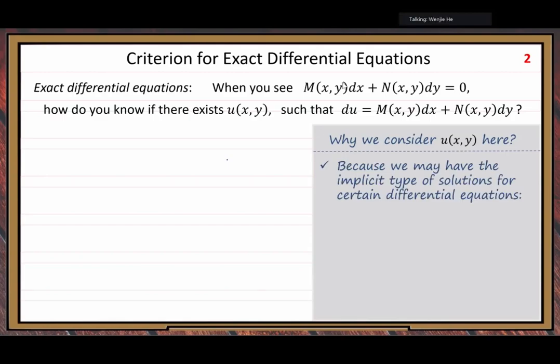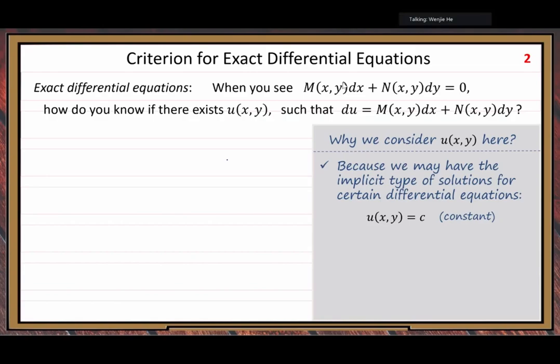Because of this u here, we consider the solution in this form. So the solution for our ODE is in implicit form. This is implicit form, not explicit form. This time, we consider the implicit equation, the implicit function. This implicit function is the solution of that ODE.